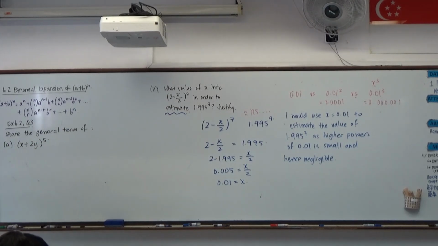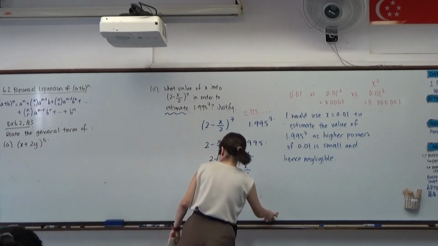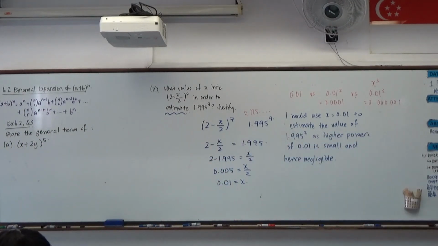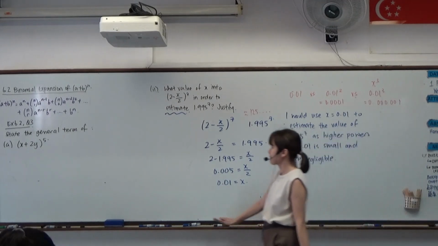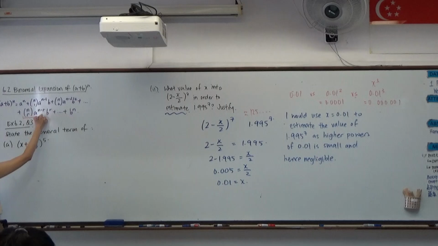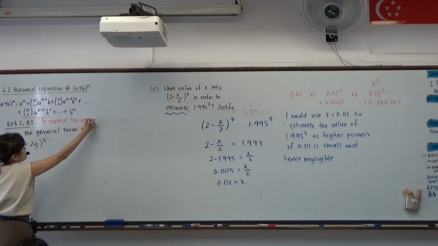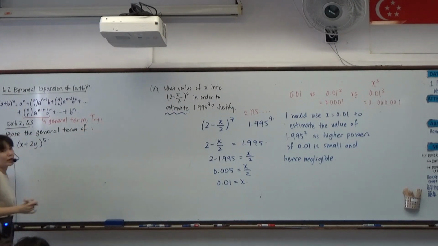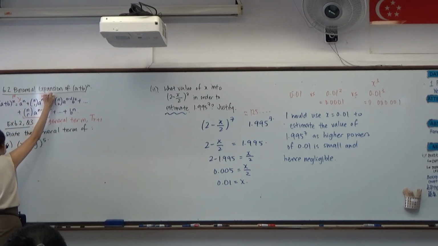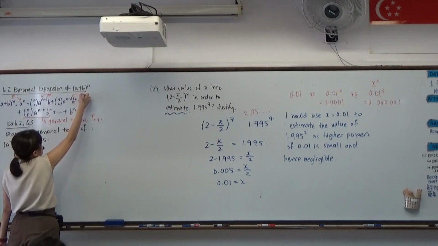Exercise 6.2 question 3 first. Okay, so I want to find the general term of the expansion x plus 2y to the power of 5. If you recall when I first introduced the formula to you, I mentioned that this part of the formula, this part is your general term. And that term is actually the r plus 1 term. So this is your first term, this is your second term, this is your third, and so on.